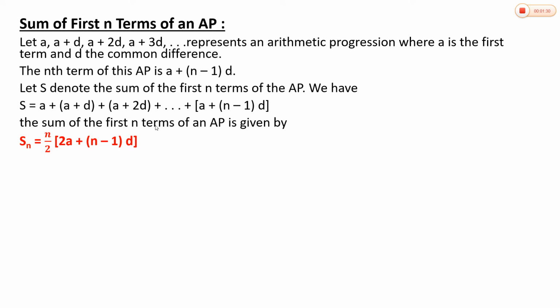The sum of the first n terms of an AP is given by the formula Sn is equal to n by 2 into 2a plus n minus 1 into d. Here n means the number of terms, a is the first term and d is the common difference.